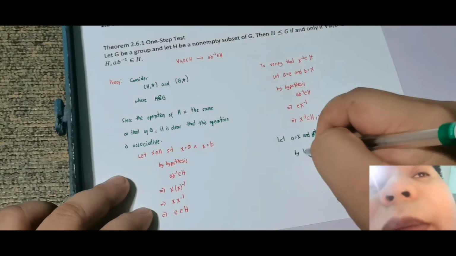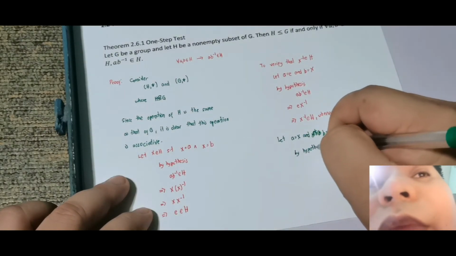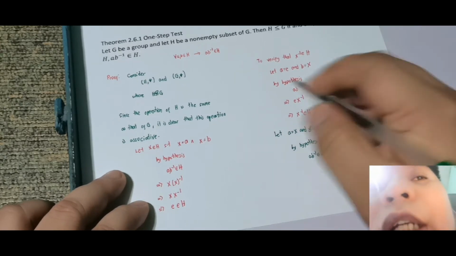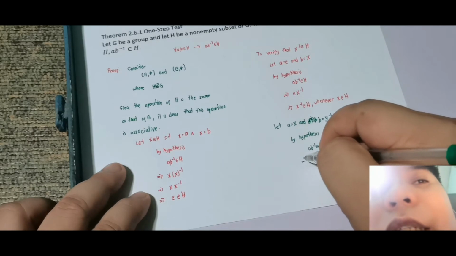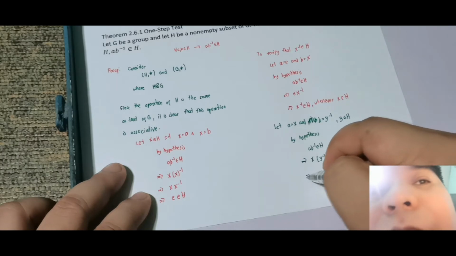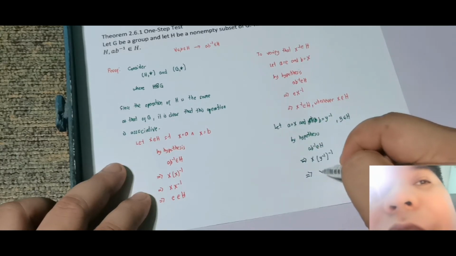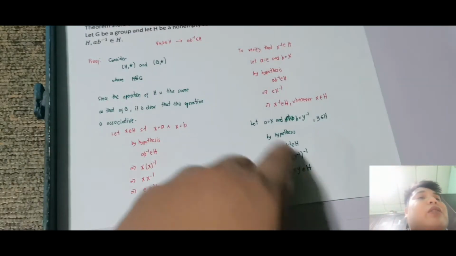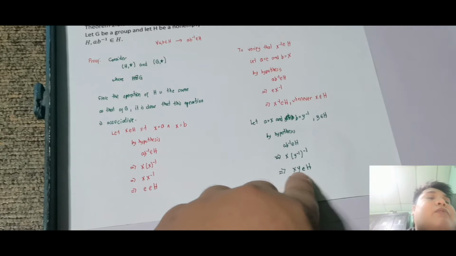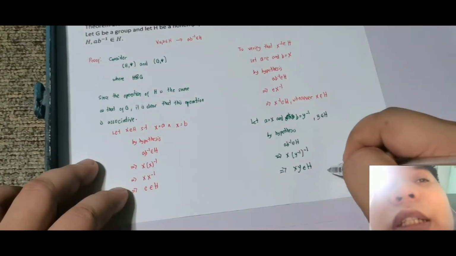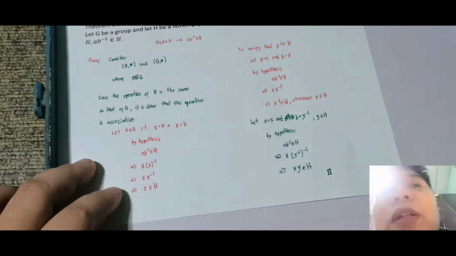So now, by hypothesis again, we have a b inverse is an element of H. Then we just substitute. This implies that this is x, then this is y inverse, which implies that x y is an element of H. So to say that it is closed, whenever you have x and y, x y is an element of H. So therefore, H is closed. So therefore, the one-step test theorem is done.